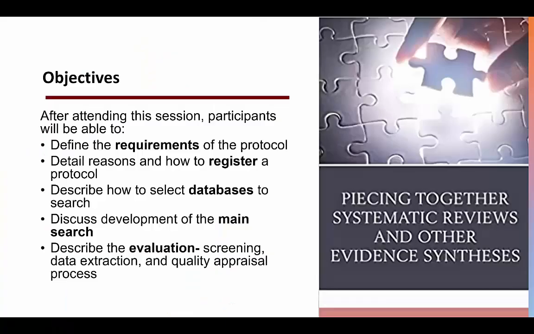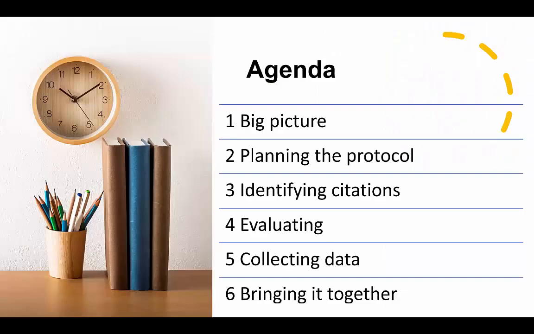So today's objectives are we're going to be going over the protocol. We're going to be talking about what the requirements of a protocol are, why you should register, selecting databases for the search, beginning that discussion on developing the main search, and then talking about the steps that happen after the search that need to be developed to complete the protocol before moving on to the next stages. So I've divided up today into 6 parts.